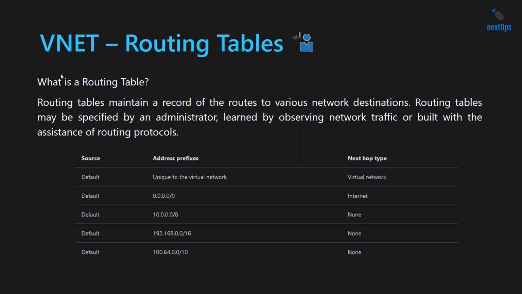Let's understand what a routing table is first. Routing tables maintain a record of routes to various network destinations. Routing tables may be specified by an administrator, learned by observing network traffic, or built with the assistance of routing protocols. Which means a network administrator can create the routes, or they can be automatically created using the BGP protocols. As you can see below, this is how a routing table looks. It gives you information about source and destination for a packet along with the gateway that it needs to travel through.